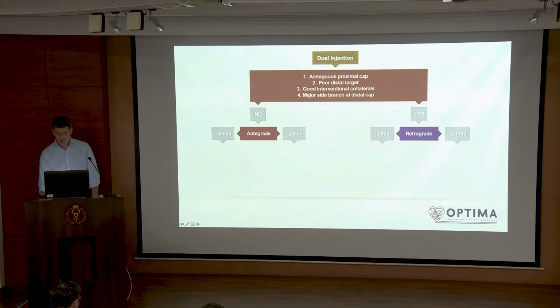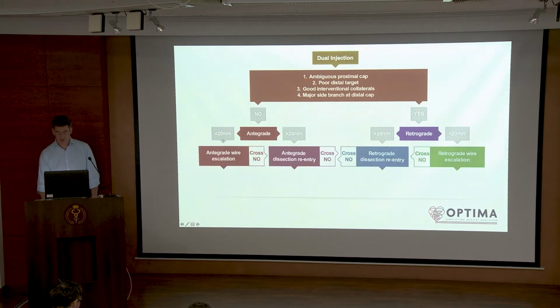So if you don't have an ambiguous cap, you're going to be going antegrade. If it's less than 20, antegrade wire escalation. More than 20, antegrade dissection re-entry. That's a fairly simple way of dividing up your antegrade cases.